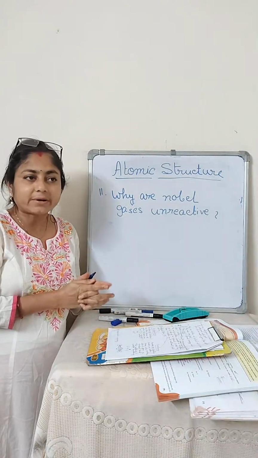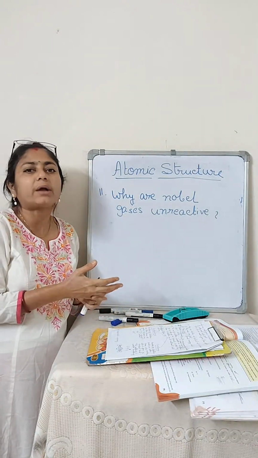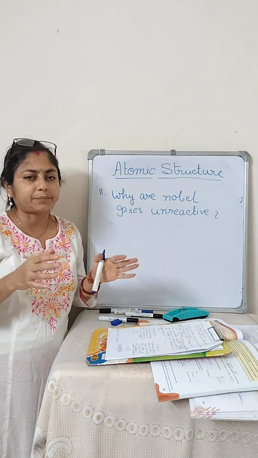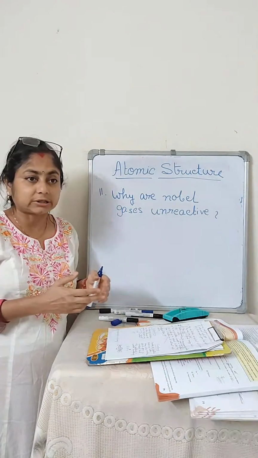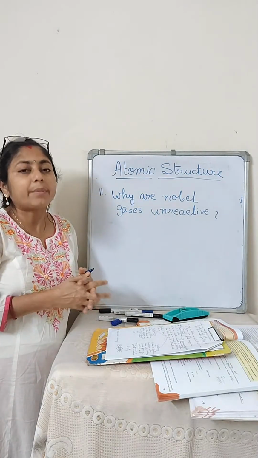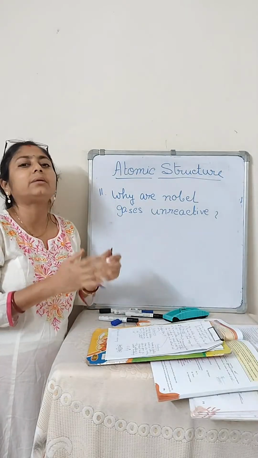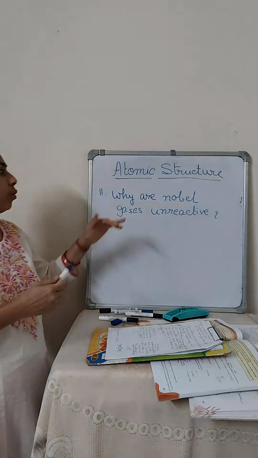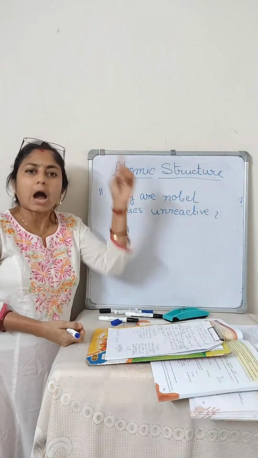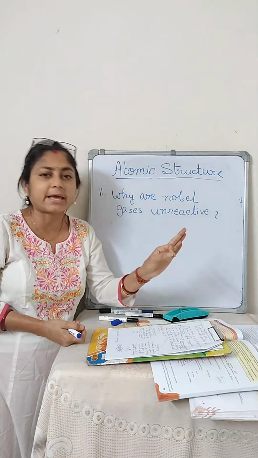So for that reason, they want either helium, neon, argon, xenon, krypton, they want their structure. Their structure means the outer shell always has 8. Because the outer shell is always 8, they are stable. So why are the noble gases unreactive? Because the noble gases' outer shells always have 8.